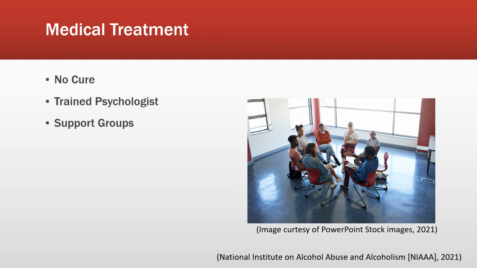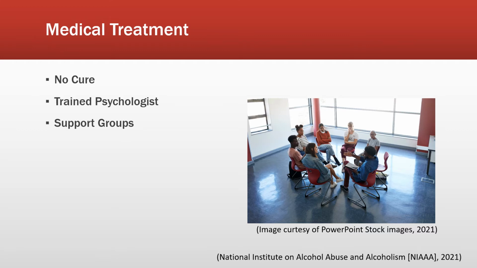The National Institute on Alcohol Abuse and Alcoholism, NIAAA, reports that people with an AUD are more likely to seek help from their primary care physician than treatment from a trained psychologist. They further stated that only 4% of individuals seeking treatment are actually placed on medications that are going to help them with abstinence. Many individuals find that support groups such as Alcoholics Anonymous are beneficial.